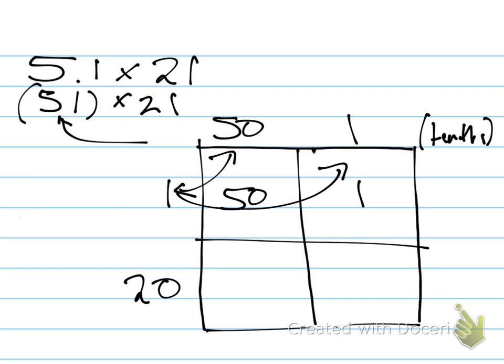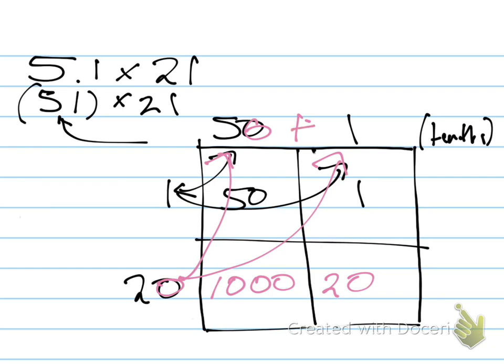And then I'm going to do a different color for this partial product. So what's 20 times 50? Well, 2 times 5 is 10, and then we have to make sure we add in those 2 zeros. And then what is 20 times 1? And that is 20. We add them up. That's important that we add them.